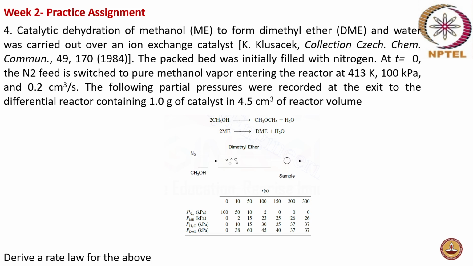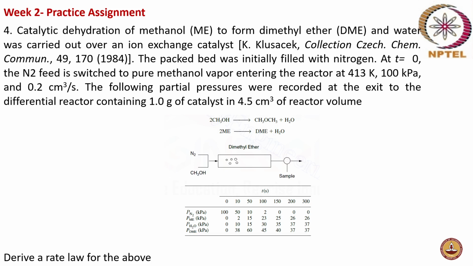So catalytic dehydration of methanol to form dimethyl ether and water was carried out over an ion exchange catalyst. The packed bed was initially filled with nitrogen, and then at time t equal to 0, the N2 in the feed is switched to pure methanol vapor entering the reactor at 413 Kelvin, 100 kilopascal and 0.2 centimeter cube per second. This is the volumetric flow rate of methanol vapor that is entering with a partial pressure of 100 kilopascal at 413 Kelvin at time t equal to 0.